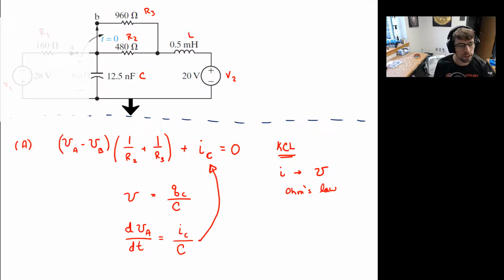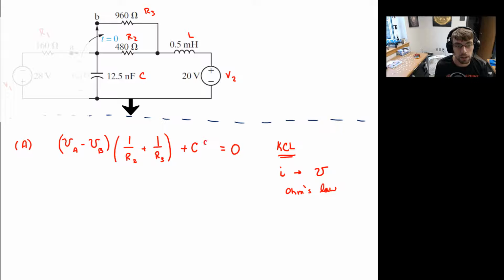I will go ahead and get rid of this. So rewriting this, we have C, the capacitance, times dVA dt. So there's one of our node voltage equations.